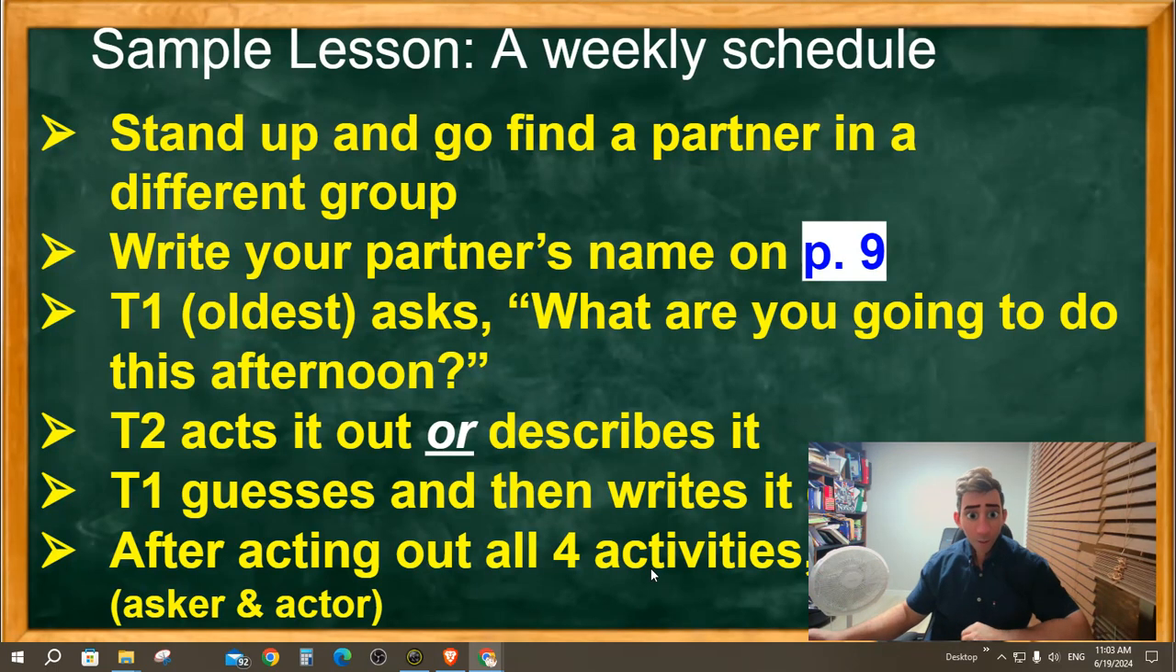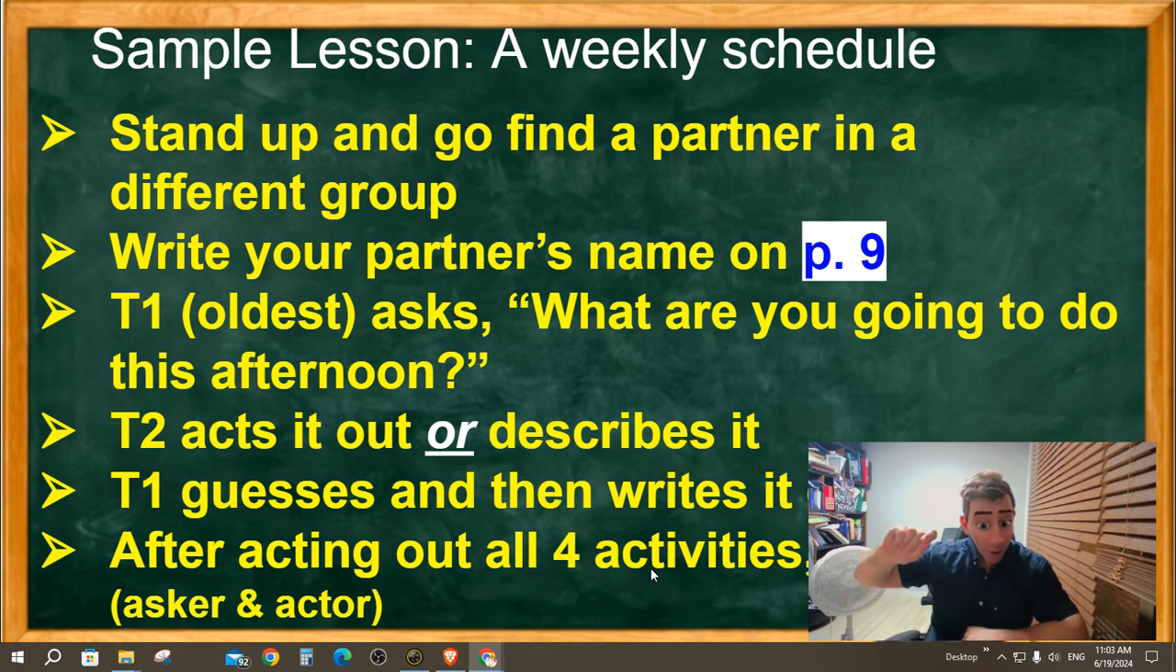Ding, time's up. Now, for this next part, this is the coolest because you're actually going to stand up and you're going to move around. Okay? So, first thing, you will stand up. Second thing, find a new partner. New partner. Maybe someone you haven't talked to today.